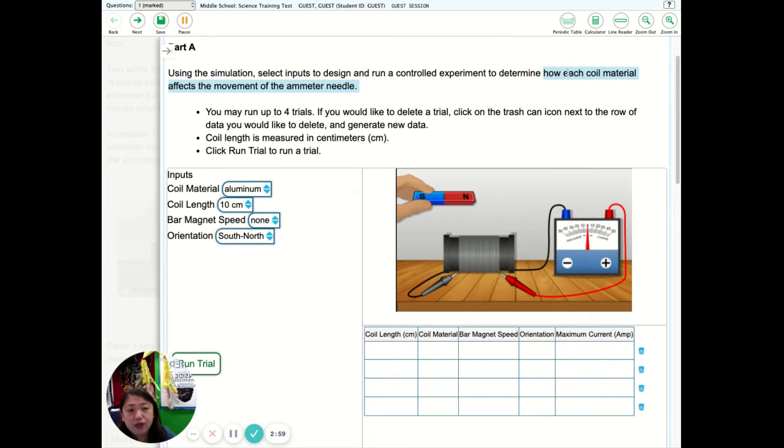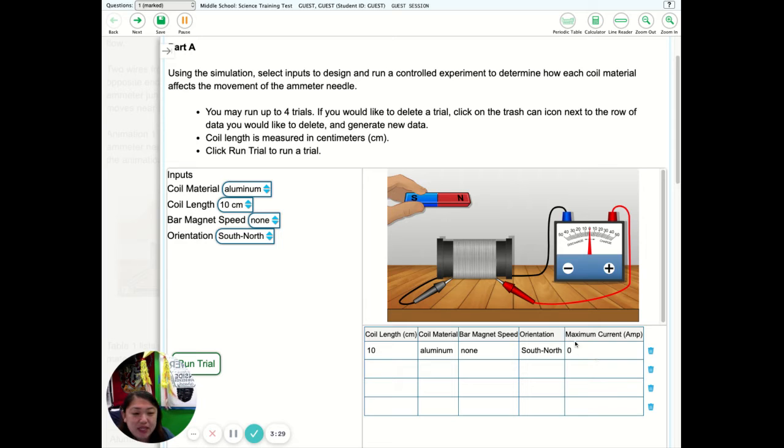And we know that we want to change the coil material because that's our independent variable. So this is the only thing that we're going to be concerned with changing at this point. We're going to leave everything else the same for all of our trials. And as a reminder, since you can only run 4 trials and there's 4 different materials, you can only run 1 trial per material. So for aluminum, we're just going to hit run and see what happens.